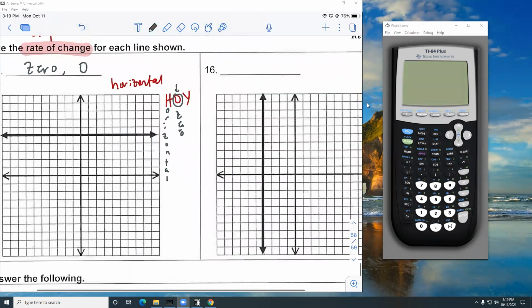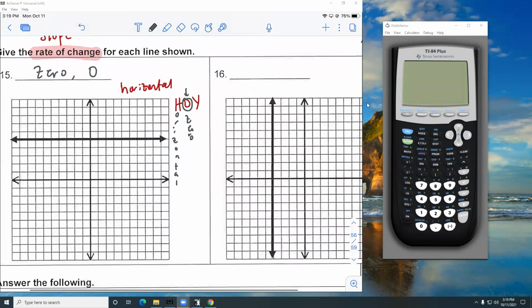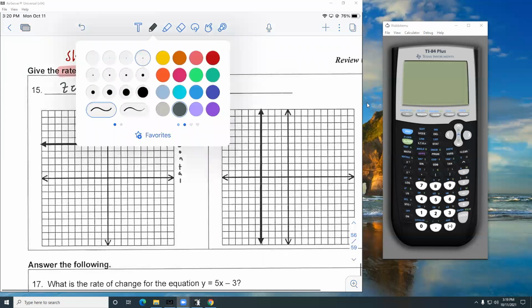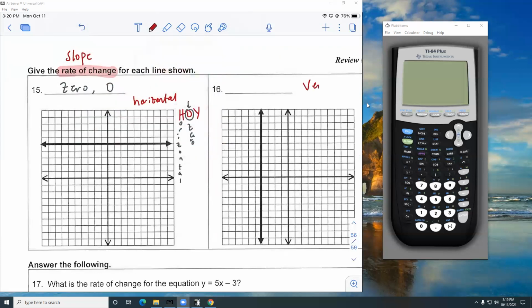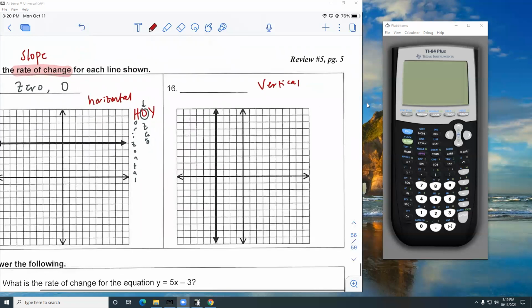Okay, now for the next one. So number 15 was side to side, but this is an up and down line. This is what we call vertical. So this is my special case. This is a VUX. So the V stands for it being a vertical line, vertical.